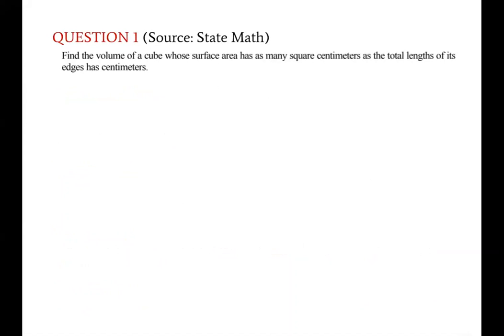Question 1. You're given that the surface area of a cube is equal to the total lengths of the cube's edges. So if we just let x be the length of the edge, then recall that an edge is just that.